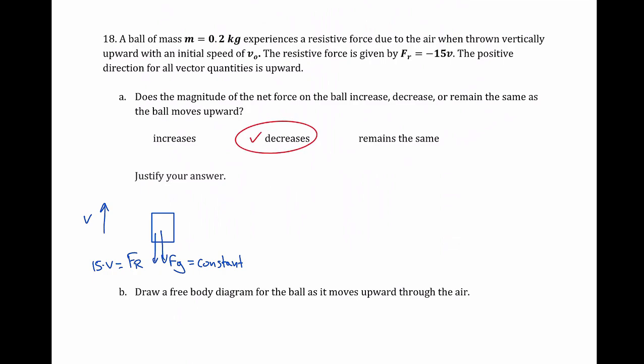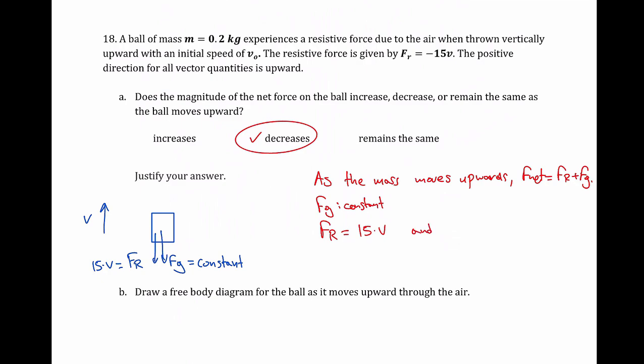And the reason why it is decreasing is, we say that as the mass moves up, the value of F net is equal to the force of air resistance plus the force of gravity. We say that the force of gravity remains constant, but the air resistance is proportional to the speed, and the speed decreases. So it makes sense that the sum of these two values will also be decreasing.